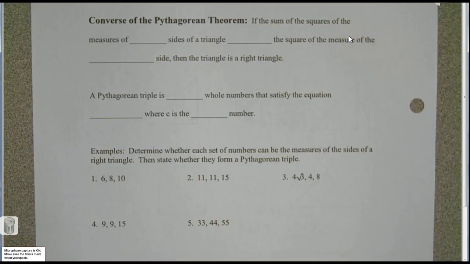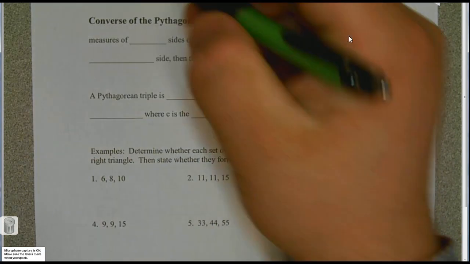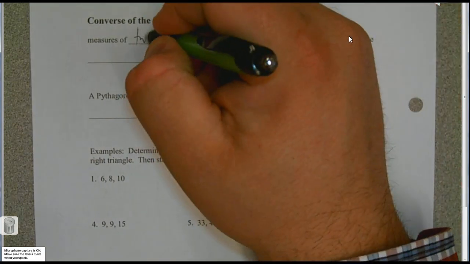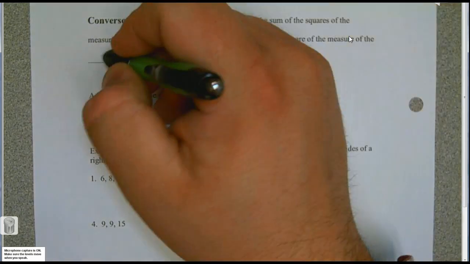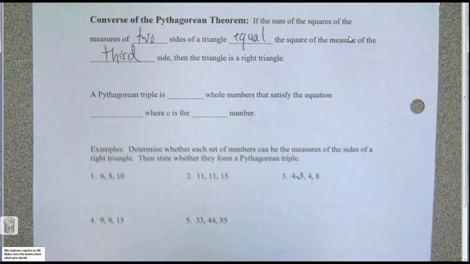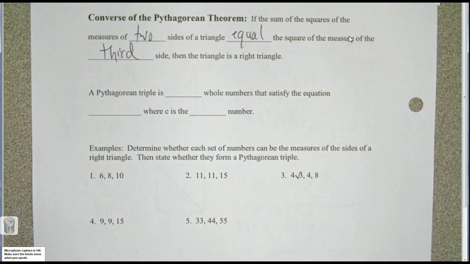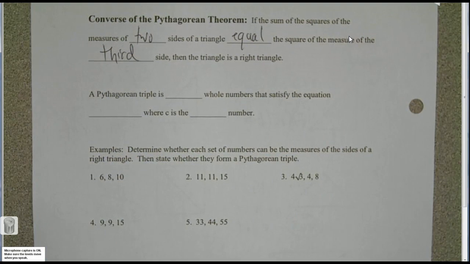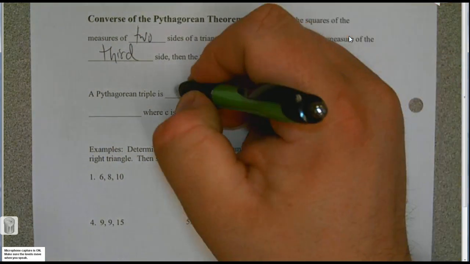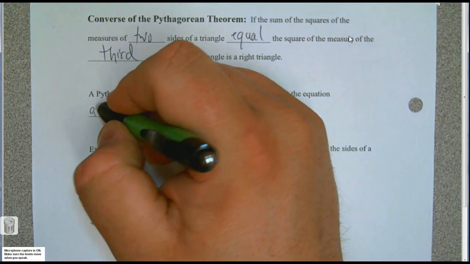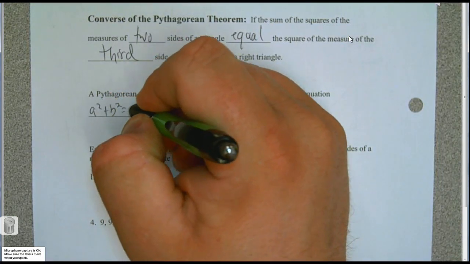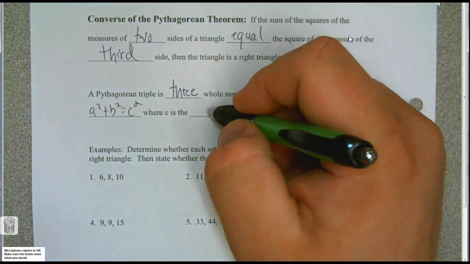We also have to know the converse of the Pythagorean theorem. So if the sum of the squares of the measures of two sides of a triangle equal the square of the measure of the third side, then the triangle is a right triangle. A Pythagorean triple is 3 whole numbers that satisfy the equation a squared plus b squared equals c squared, where c is the biggest number.